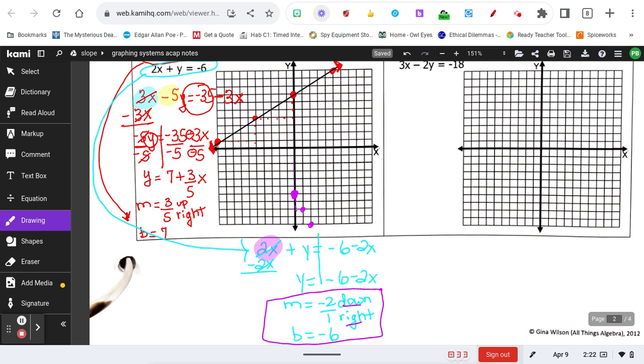So instead of going down, let's go up. Instead of going right, let's go left. But you have to go back to b, the y-intercept. So go back here, right here. And instead of down 2 and right 1, let's go up 2 and left 1. Now, as you can tell, I'm going toward my other line. That's what I want. And I can clearly tell where they intersect.